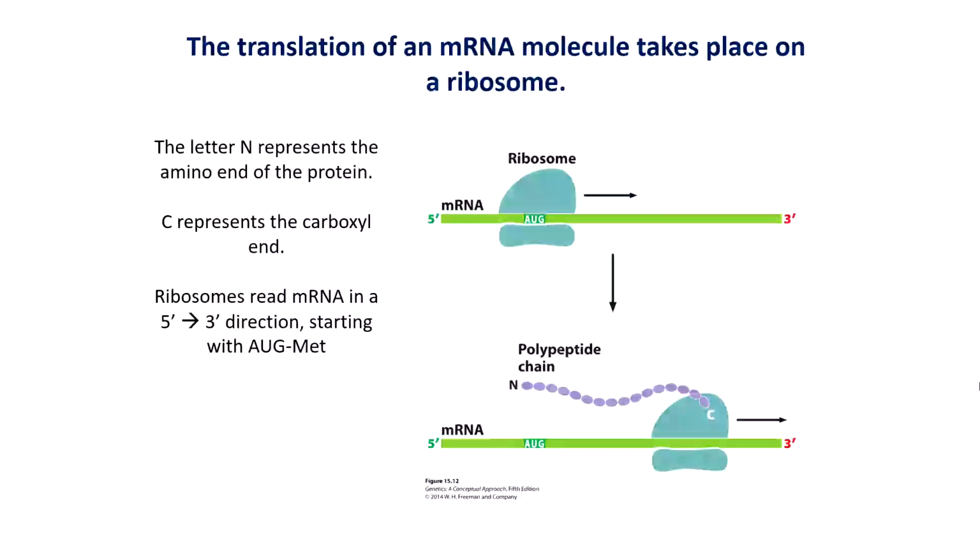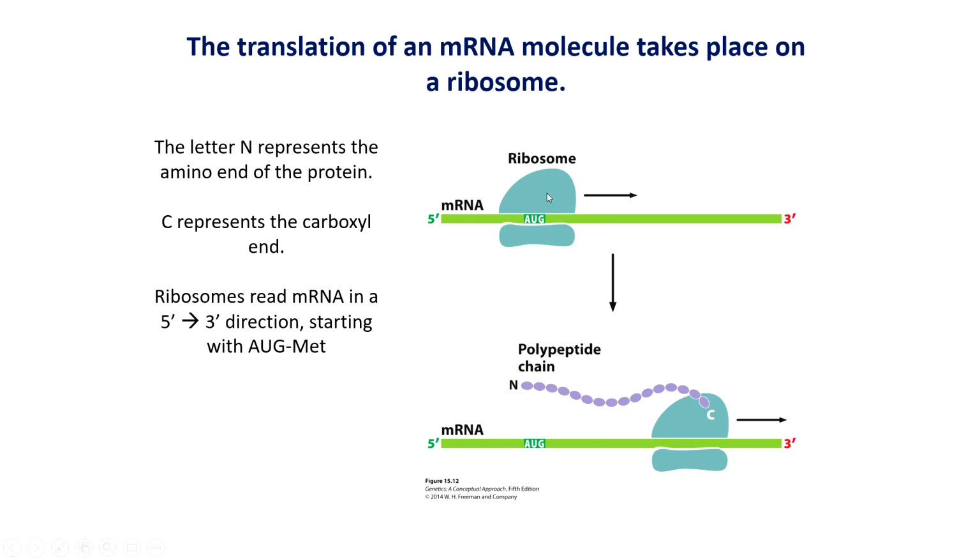Translation of a messenger RNA, so the code embedded within a messenger RNA, is translated into proteins by an enzyme called the ribosome. The ribosome is a multi-subunit enzyme. So there's a small ribosomal subunit pictured here on the bottom and a large ribosomal subunit pictured here at the top. And all ribosomes have embedded within them small sections of RNA called ribosomal RNA or rRNA.